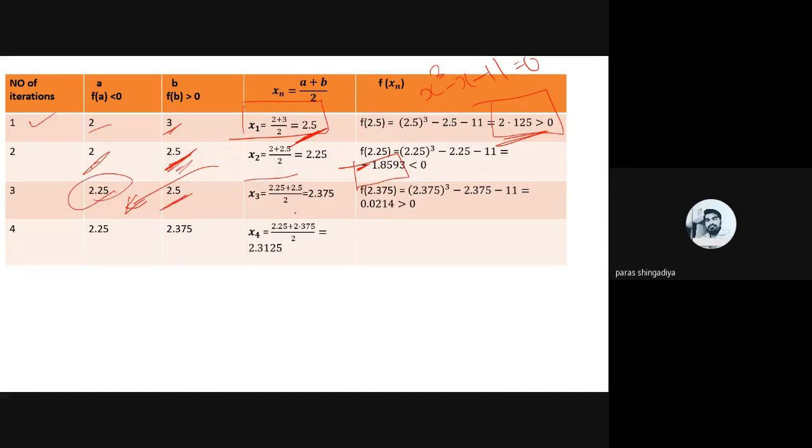Again consider the average, that is 2.375. Check its output, that is positive here. So replace 2.5 with 2.375. Again consider the average, that will be our final answer, 2.3125. Up to the 4th approximation means we'll check 4 iterations. We consider the answers x1, x2, x3, x4, and x4 is our approximate answer to the given question. That is question 1.